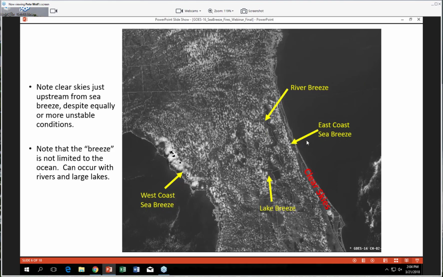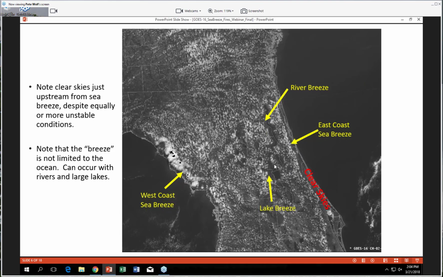And I'm going to focus, of course, on the coastal sea breezes, the one that comes from the Atlantic, the East Coast sea breeze, and the West Coast sea breeze that comes from the Gulf of Mexico. You'll note on this image, right behind or to the east of the East Coast sea breeze, it is dead clear, not a cloud in the sky.